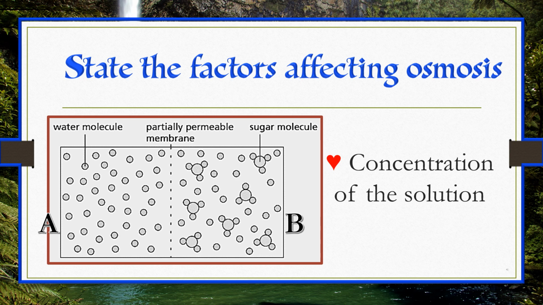So that means that on side A, we have a high concentration of water molecules, and on side B, we have a lower concentration of water molecules. And because of that, water will move, or osmosis is going to take place, from region A going to region B through a semi-permeable membrane. So the concentration is one of the factors that will affect osmosis.